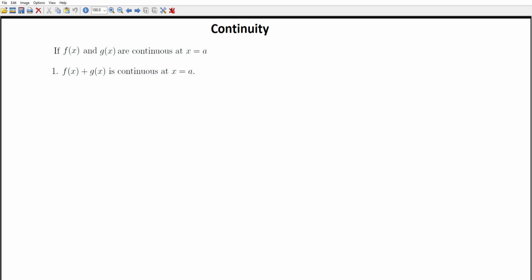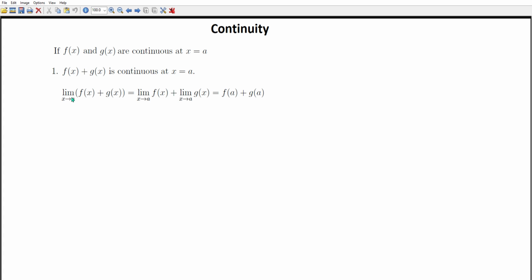Now, let's talk about some continuity laws. If f of x and g of x are continuous at x equals a, then f of x plus g of x is also continuous there. This should remind you of a limit law of the same type, and that's exactly where this result comes from.